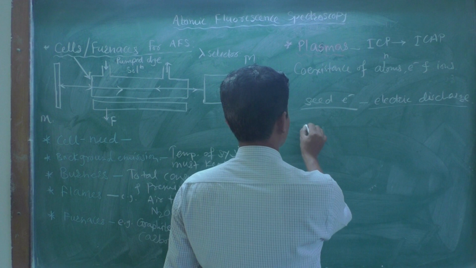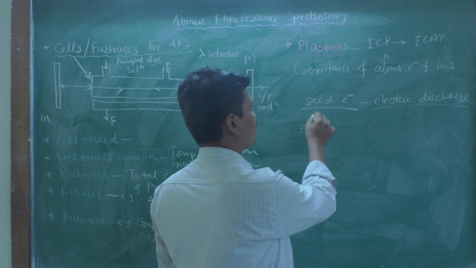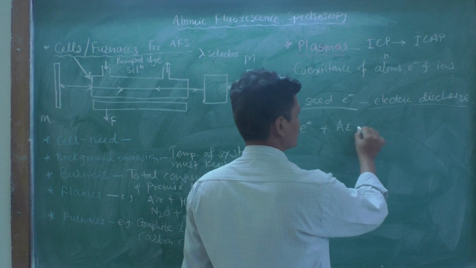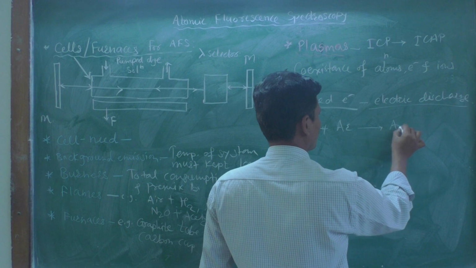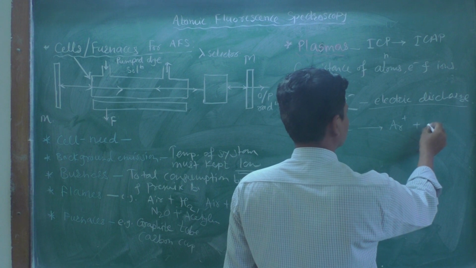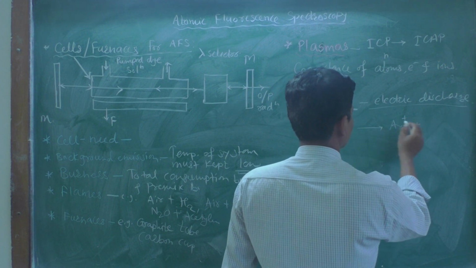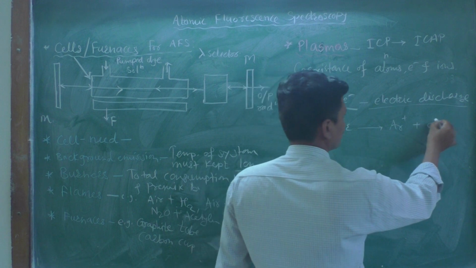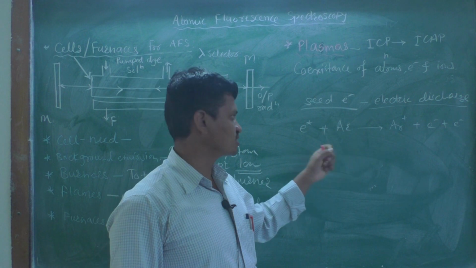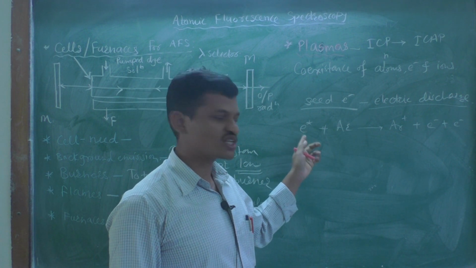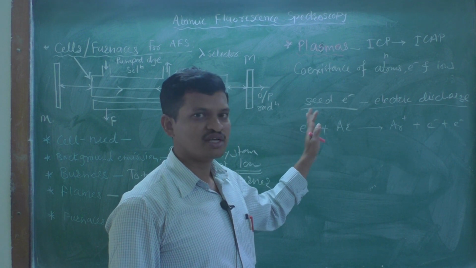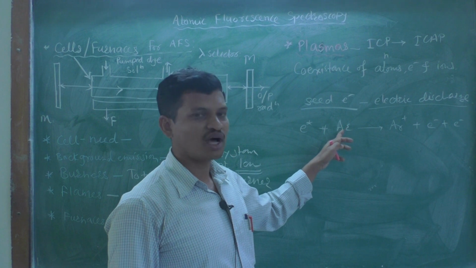Very easy to understand. When these excited electrons, which we call seed electrons, strike the neutral argon atoms, the neutral argon atoms are ionized to argon cations, plus the electron which is ejected from the neutral argon atom, plus the energy released. The energy of the electron which strikes the argon is delivered, released to the argon.